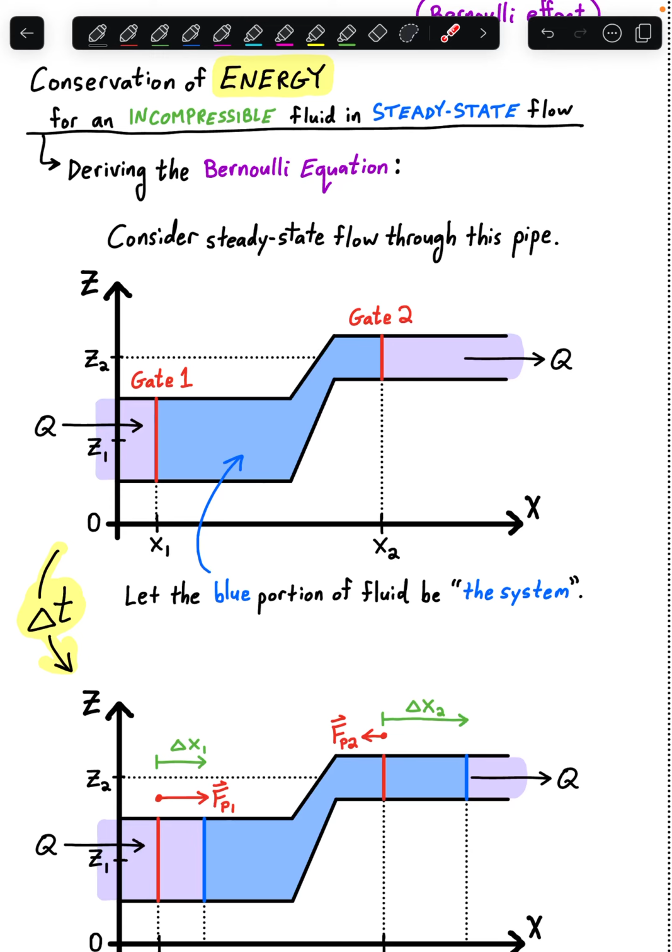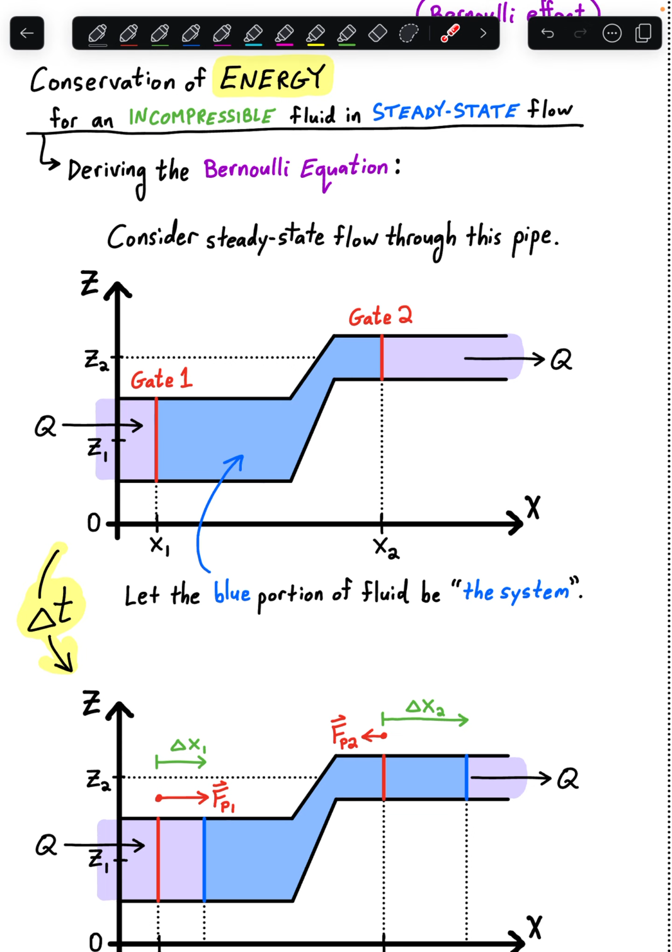Here we apply conservation of energy to an incompressible fluid flowing in a steady state through this pipe here. And we're going to derive what's called the Bernoulli equation. This pipe graphed here shows the horizontal direction x and the vertical direction z.